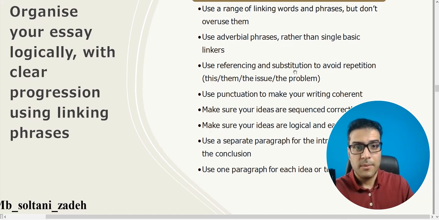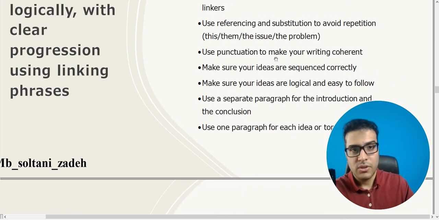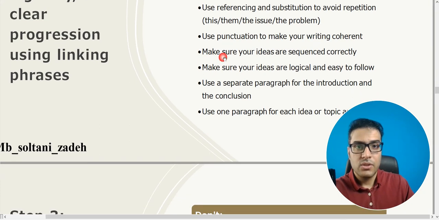Use referencing and substitutions to avoid repetition: this, them, the issue, the problem. So it's one of the aspects of cohesion. Use punctuation to make sure your writing is coherent. Make sure your ideas are sequenced correctly.